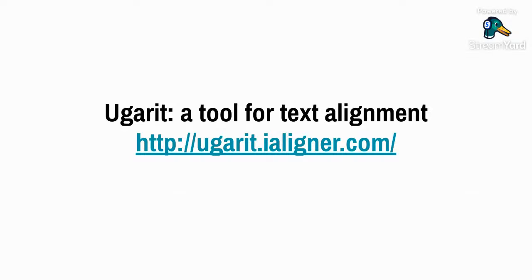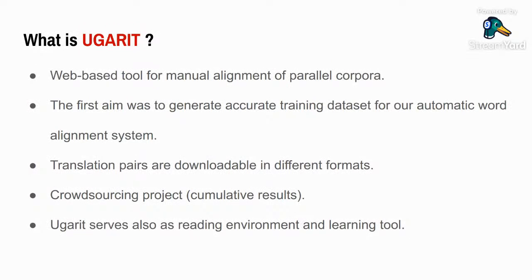Now we are going to present the tool that we created 4 years ago. It's called Ogaret, a tool for manual text alignment. We started in 2017. Our aim at the beginning was to create an automatic alignment model. If you want to create an automatic alignment model, then you need training data. And the more accurate the training data, the better the model is. So we thought, okay, let's create a tool to help us create manual accurate training data.